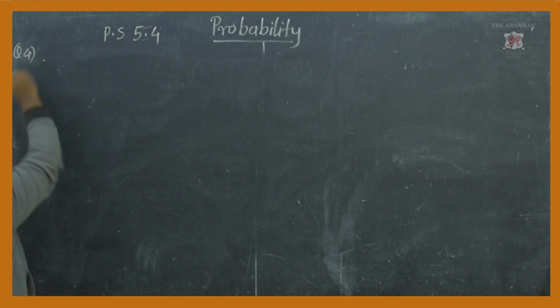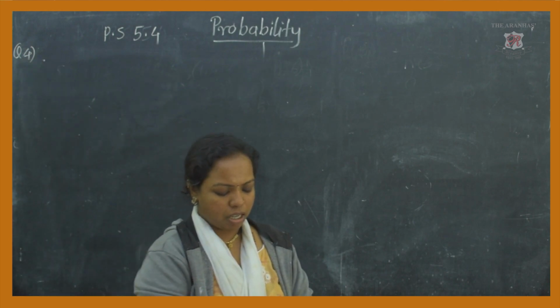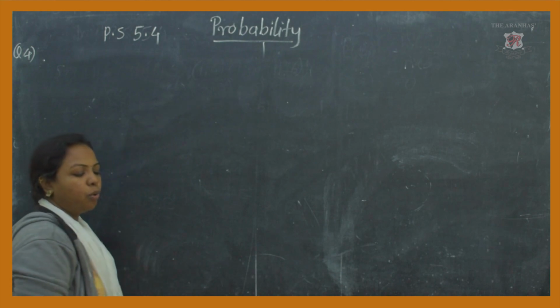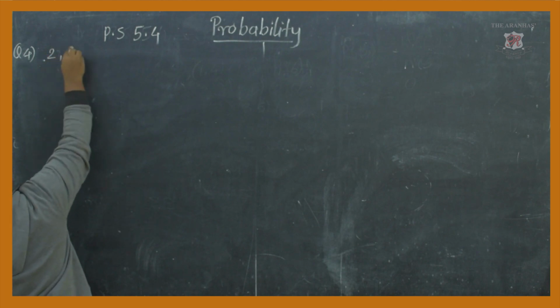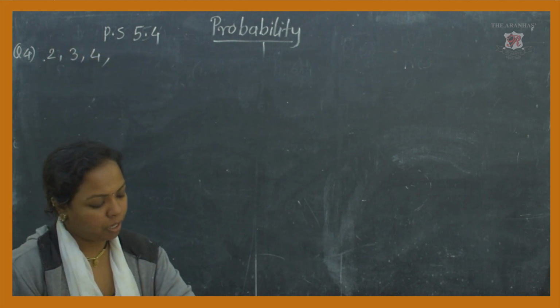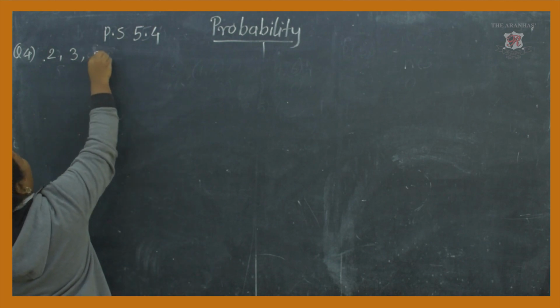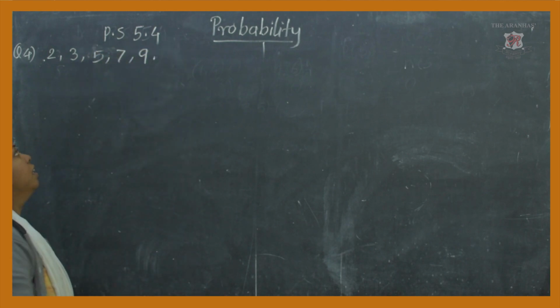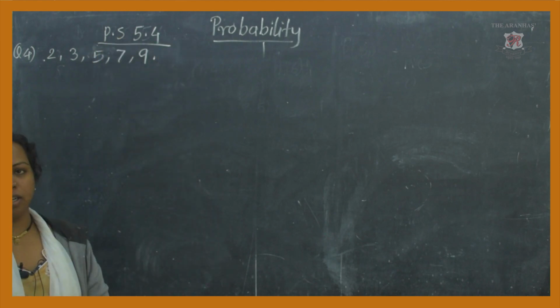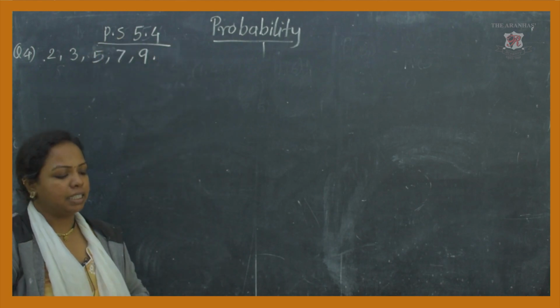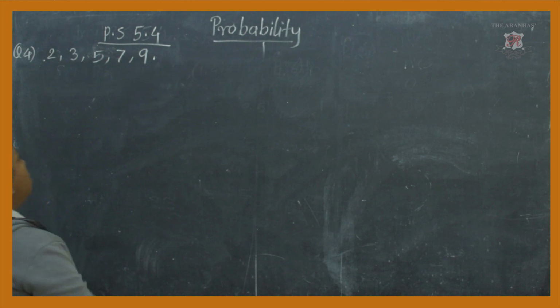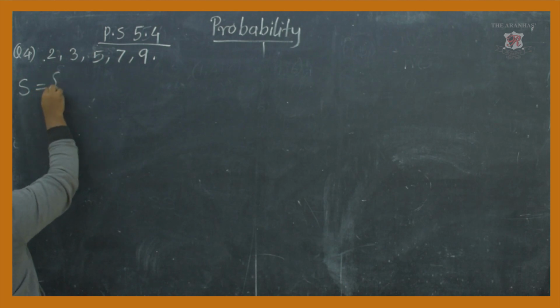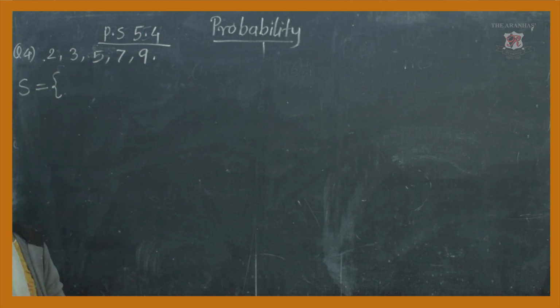Question number 4. Now, see that. What is question number 4? A 2-digit number is formed using the digits 2, 3, 5, 7, 9, without repetition of digits. So, we have to calculate the probability for the given event. 2 events are given there. But first of all, we try to calculate the sample space.